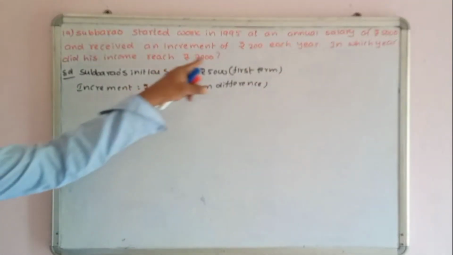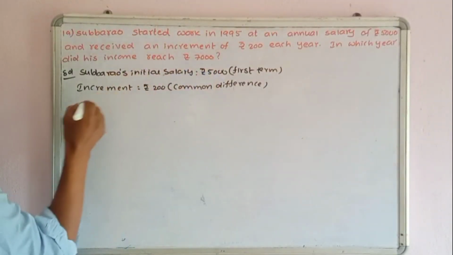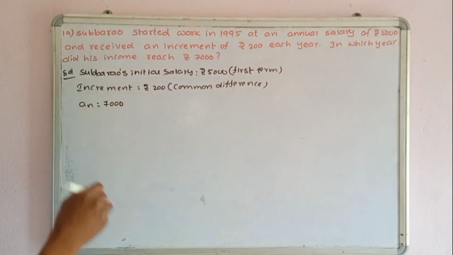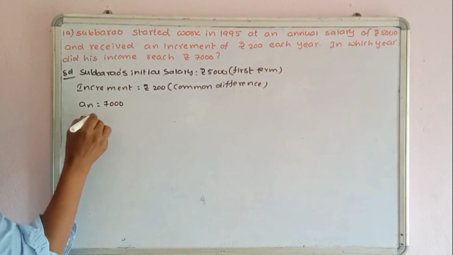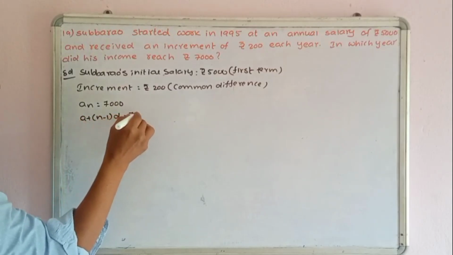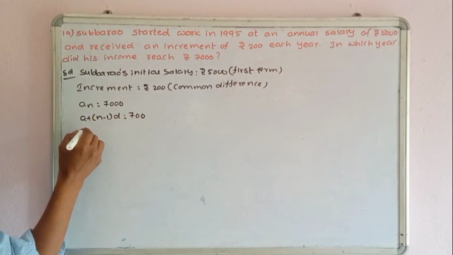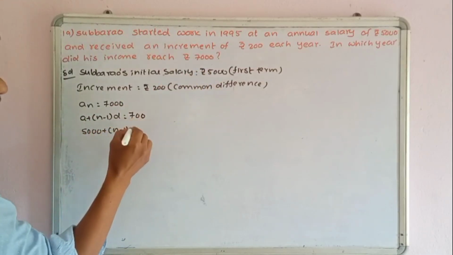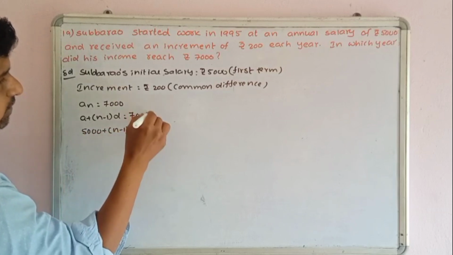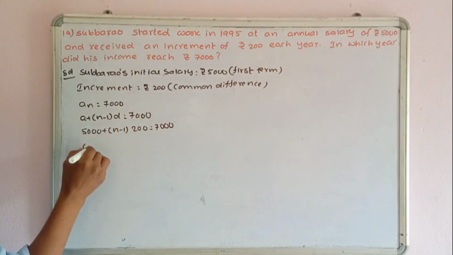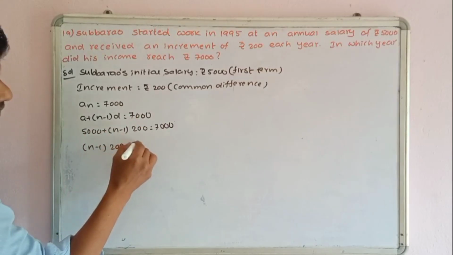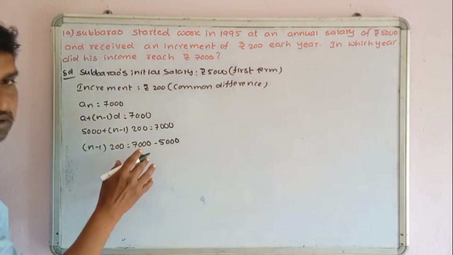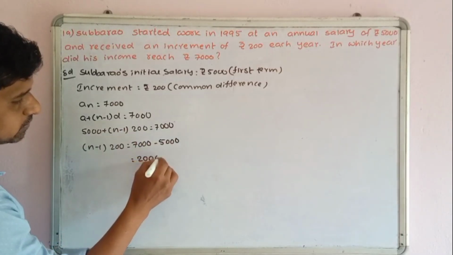Okay. In which year he reached 7,000? So let it be say N, AN. So AN equals to 7,000 rupees. So A means what? A plus N minus 1 into D equals to 7,000. First find the value of N. So A value 5,000 plus N minus 1, D value 200 equals to 7,000. So N minus 1 into 200 equals to 7,000. 5,000 transpose right side minus 5,000. So 7,000 minus 5,000 is 2,000.